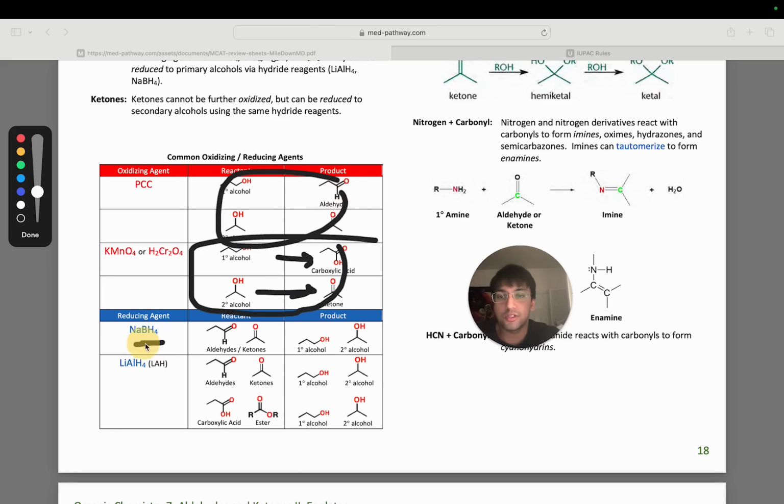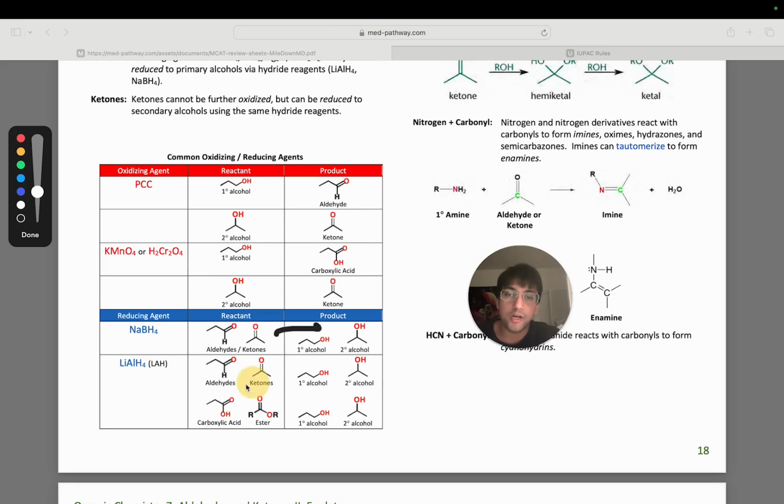Now let's talk about the reducing agents. Reducing agents are pretty simple. Aldehydes and ketones are going to end up as primary and secondary alcohols. And this one is going to result in primary and secondary alcohols in the same way. So what's the difference between these two? Well, for lithium, you can actually use it on esters, right? You can use it on carboxylic acids, and you'll get primary alcohols. Versus sodium, I wouldn't use for those carboxylic acids and those esters to reduce them.